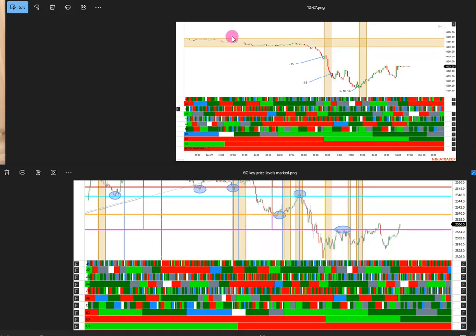In the ES on the top chart, we had really no volatility through the late evening, early morning until we got this downside breakout around 8 a.m. here, after 8 a.m. and then we started to pick up some volatility again. So we're looking for new highs, new lows.